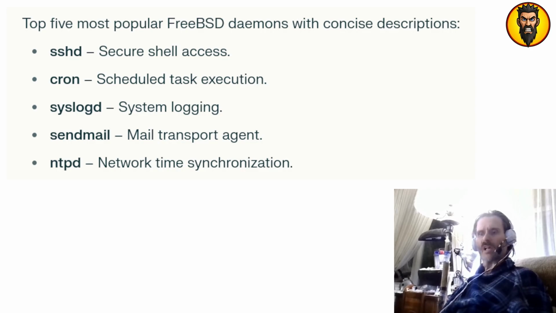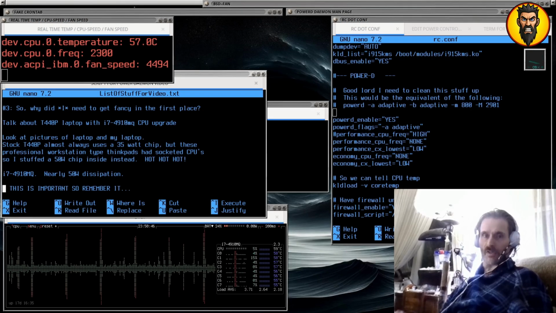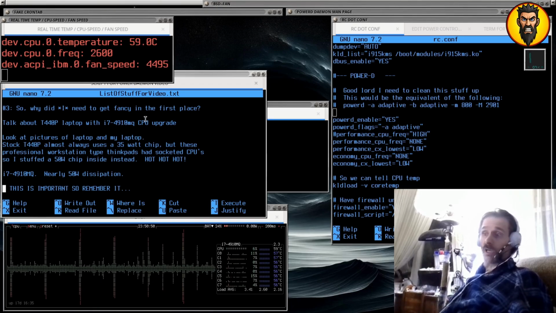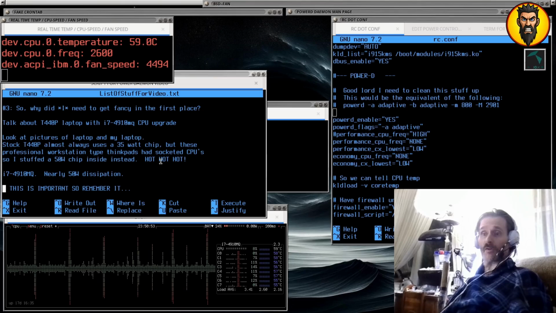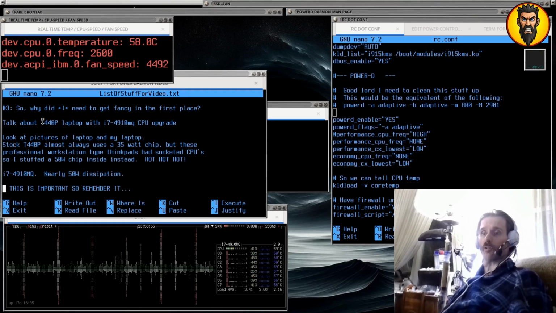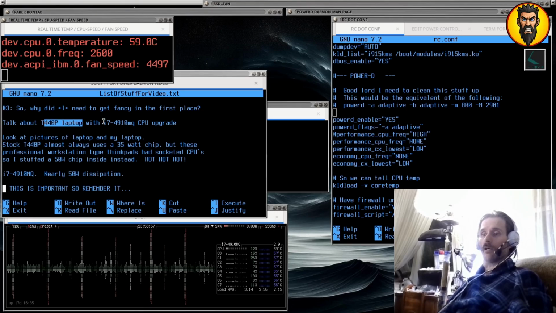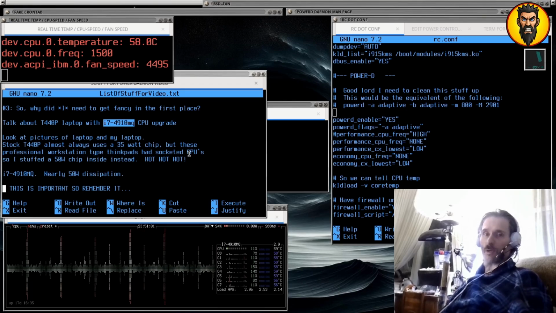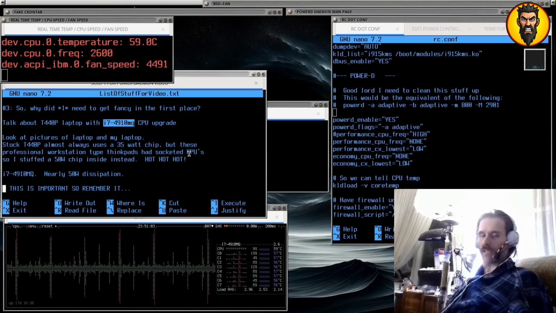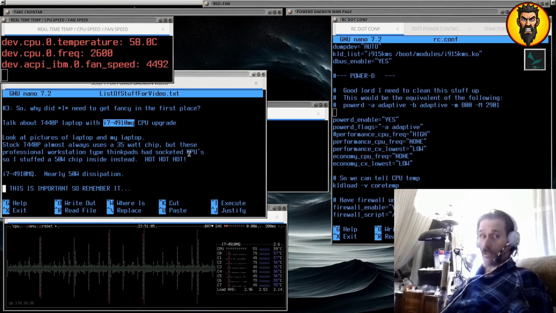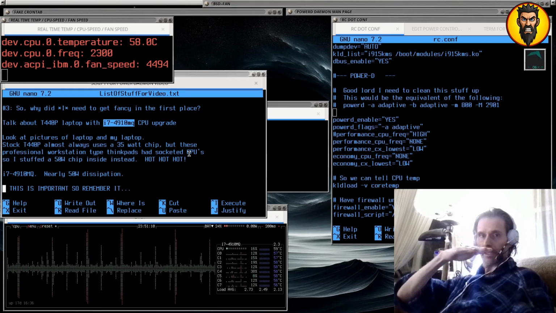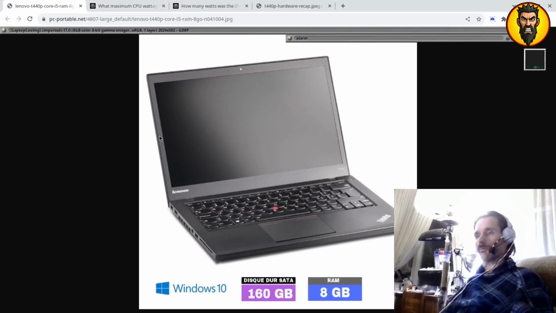So now why did I need to get into doing this stuff in the first place? Well, the reason is this laptop. This particular laptop is a T440p, right there, with an i7-4910MQ CPU upgrade. This is one of the workstation class ThinkPads, which means the CPU is socketed, so you can throw that one in the garbage and stick a new one in. So this is what that laptop looks like.